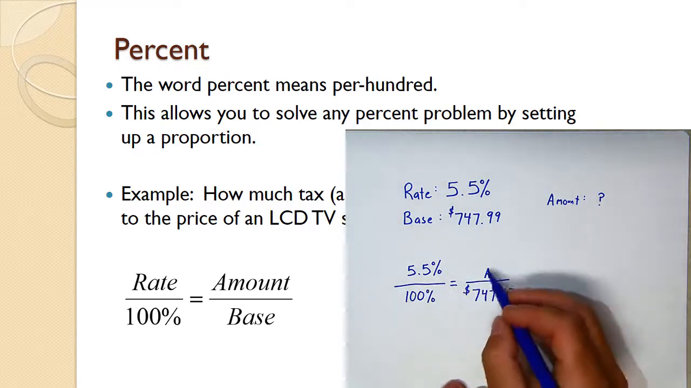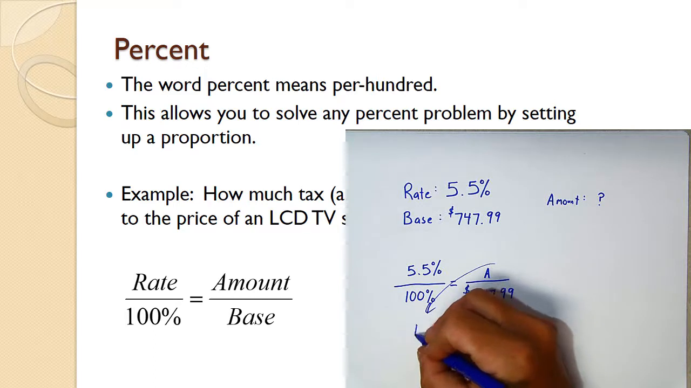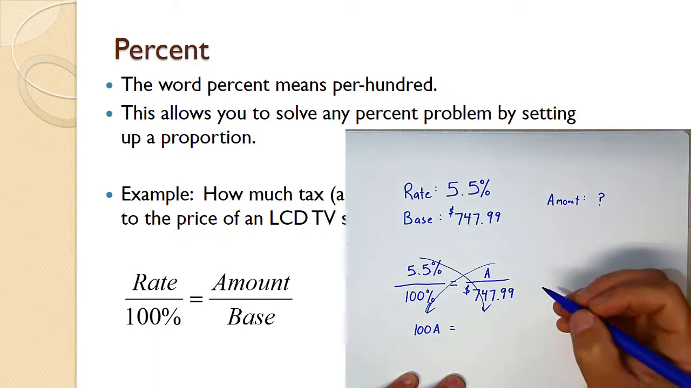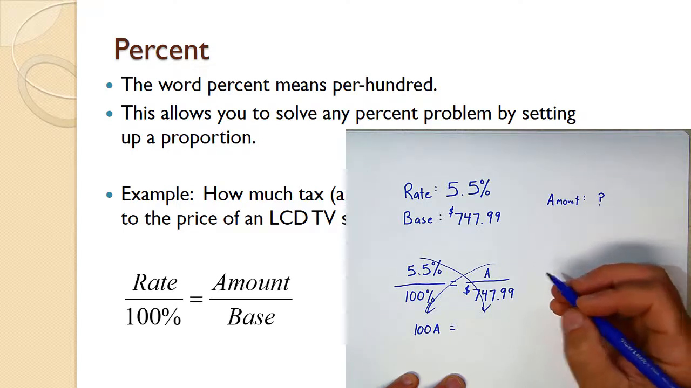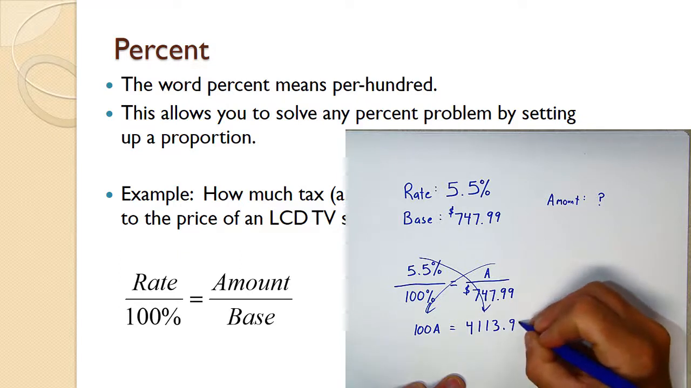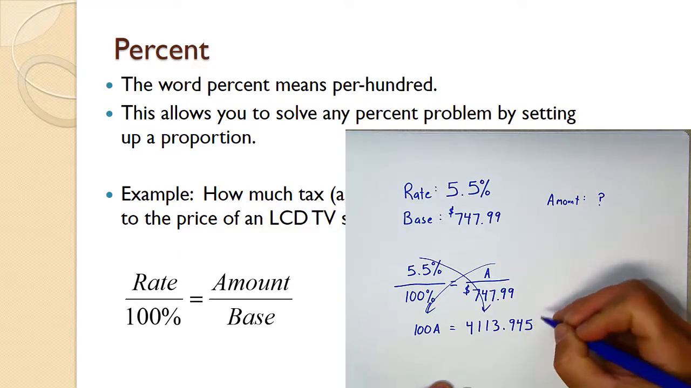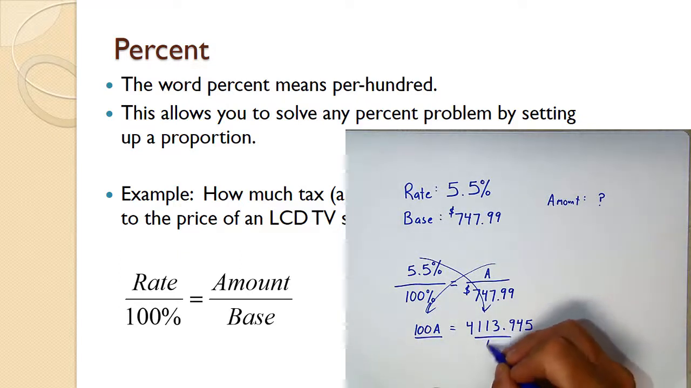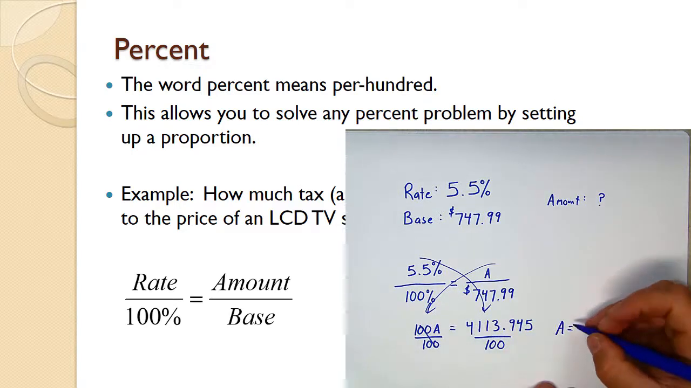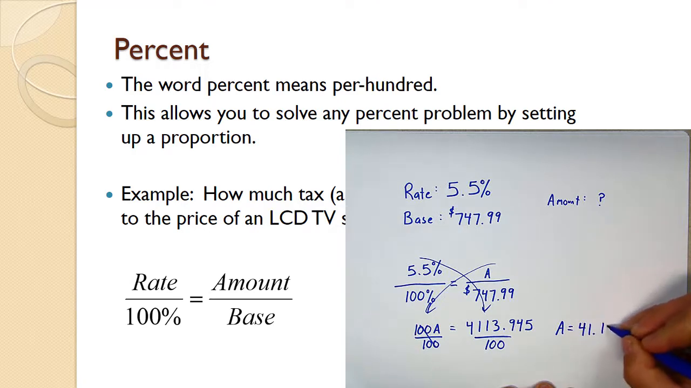We'll cross multiply. In this direction, we get 100A. In the other direction, 5.5 times 747.99, we get 4,113.945. Now we're going to divide both of those by 100, and the amount of tax that we're talking about here turns out to be $41.14. And that settles the issue. We're going to owe about $41.14 in tax.